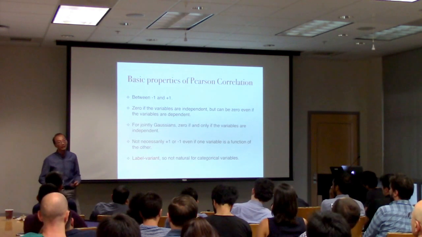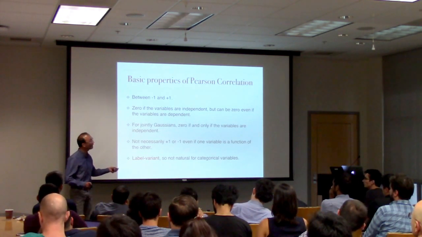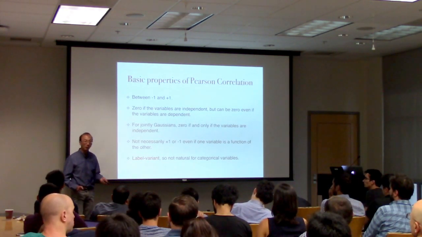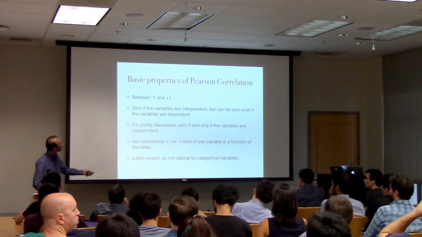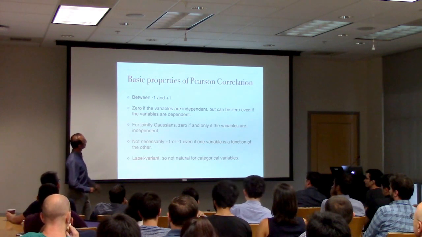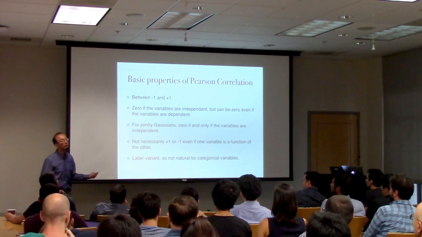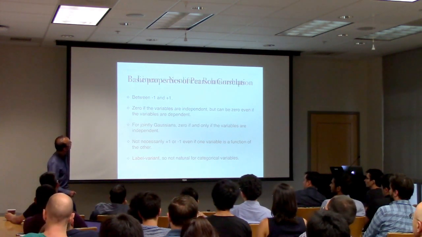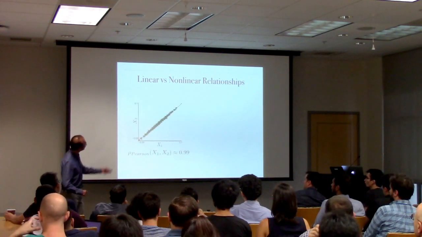In general, it's label variant. That is, how you label the random variables will affect the value. So that's a drawback. All right, there are so many drawbacks that people start thinking about how to remove some of these drawbacks. And just to give an example.